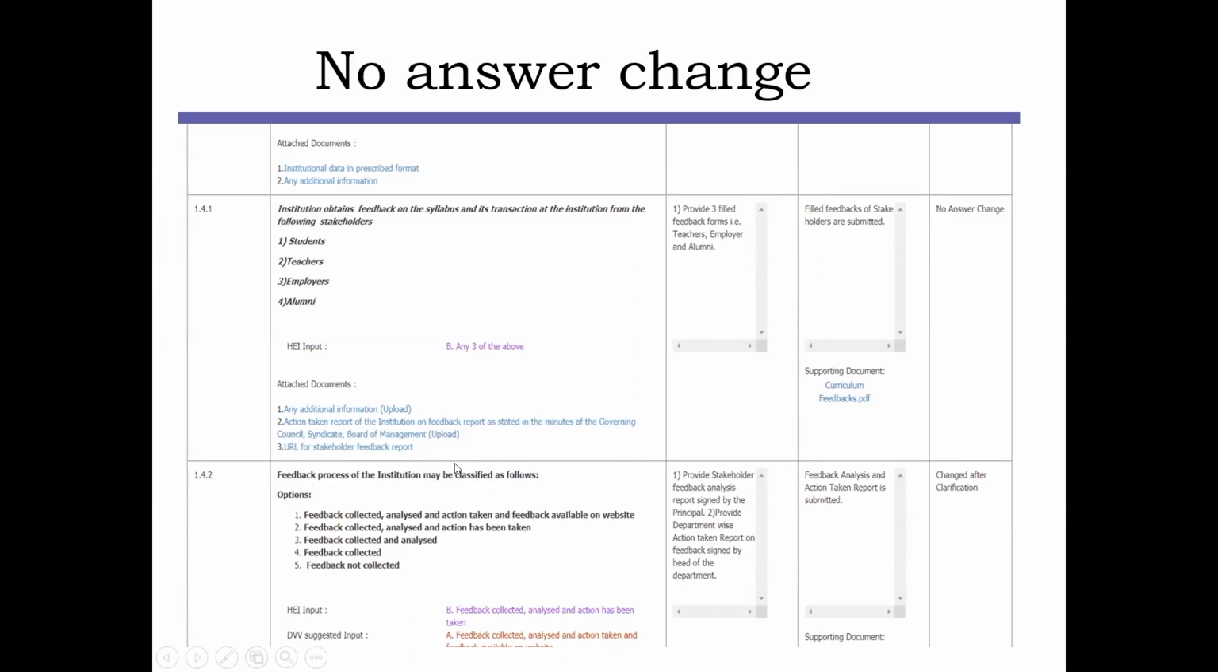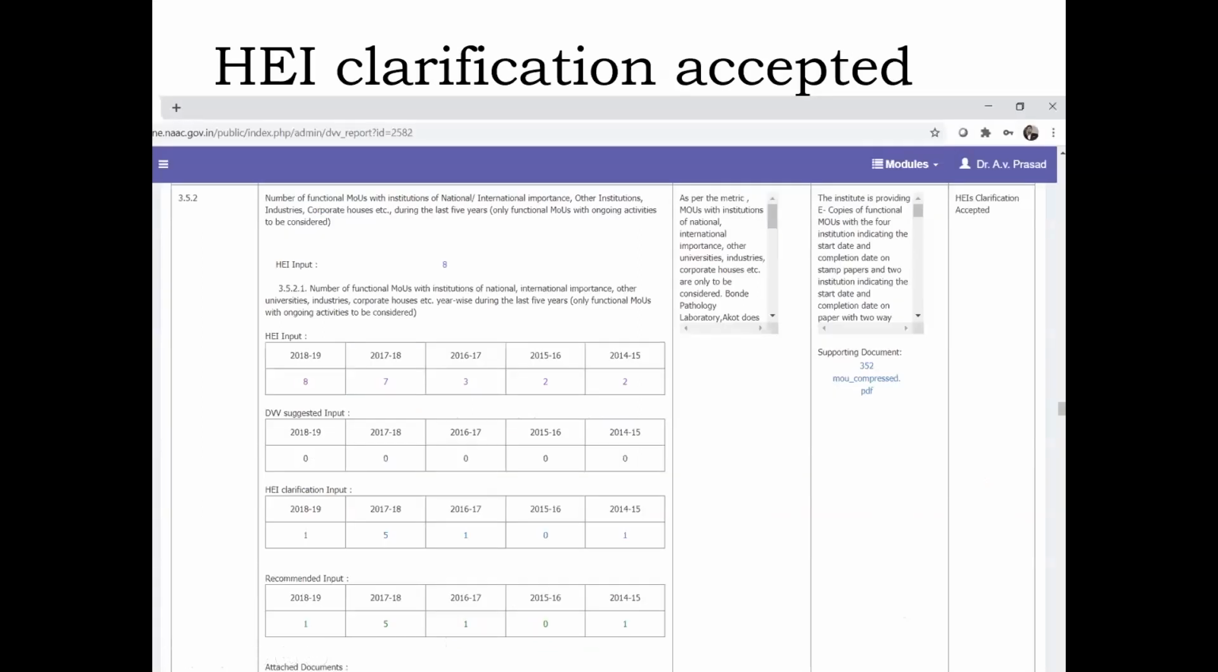If you see in the second example, the HA input was feedback collected, analyzed, and action taken report. The DV suggestion is feedback collected, analyzed, and action report. So previously the HA input was like this, but after the clarification was raised, the input has been changed by the DV partner.